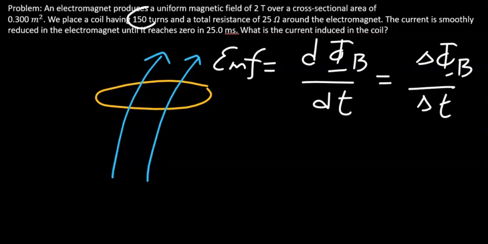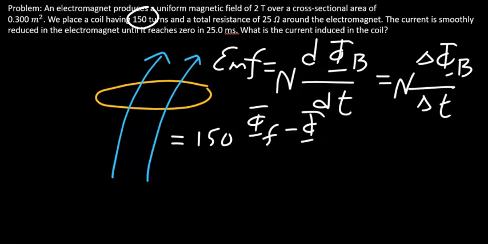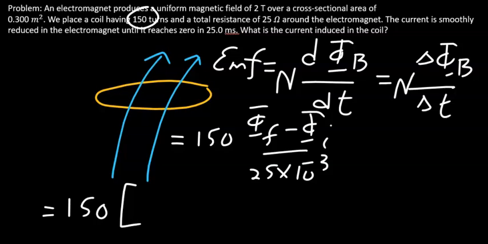Let's not forget that this coil has 150 turns, so let's include that number of turns in front. So the EMF is N, 150 turns. The change in magnetic flux is given by the final magnetic flux minus the initial magnetic flux over the time interval, 25 milliseconds, 25 times 10 to the power minus 3 seconds. So that equals 150. The final magnetic flux is 0 because when the current in the electromagnet is switched off, then there is no magnetic field from the electromagnet.